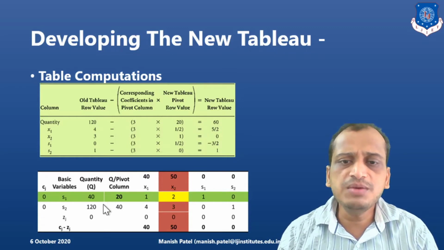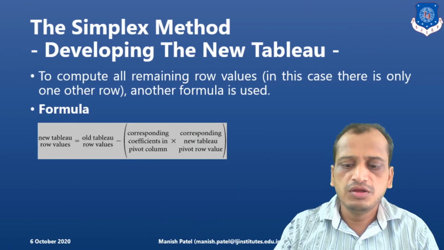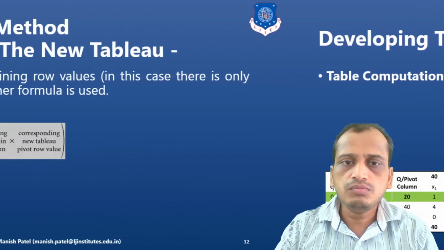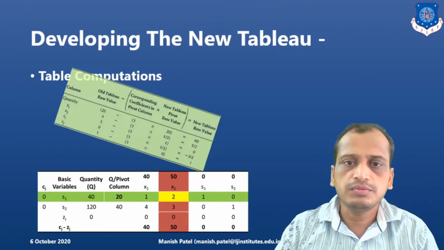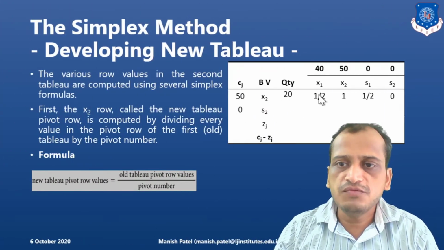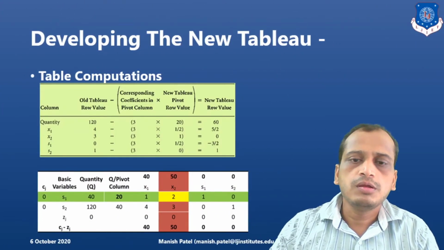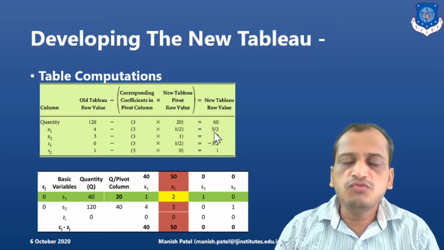In the same way, we will do it for x1. That is this one, 4. That is 4 minus, what is the pivot column value here? The pivot column corresponds to 3, so we have written 3, multiplied by 1 by 2. Where do we get 1 by 2 here? We got 1 by 2 from the new values here. So this is the 1 by 2 value. So we get the value 5 by 2.